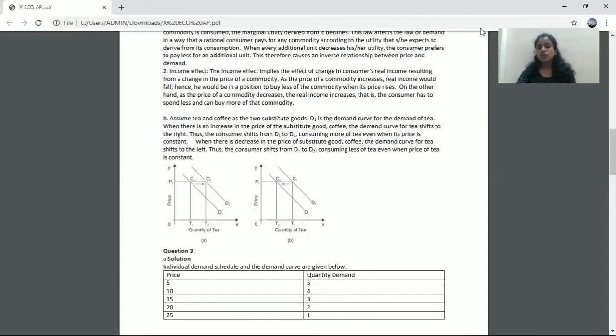Original quantity should be Q, and new price should be Q1. So all of these things have to be kept in mind. All of this labeling has to be done while drawing the diagram.